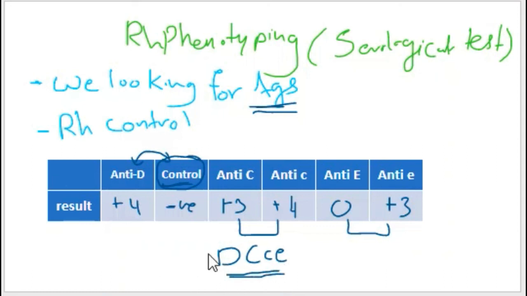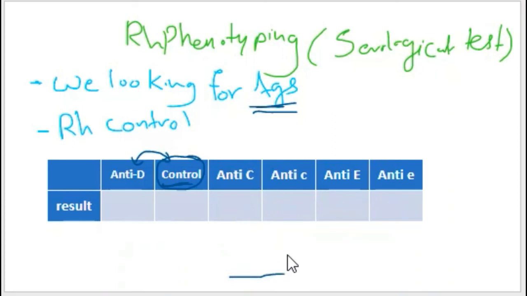Let's have another example. Let's imagine that for this patient, here is 0, and here 0, negative. Here also 0. Here, let's say it's +3. And here 0, and here +4, for example. So the phenotype of this patient is small c, small e. This is the phenotype, and sometimes we write it like this, with a little d, meaning the patient is missing the D protein. So this is an example.